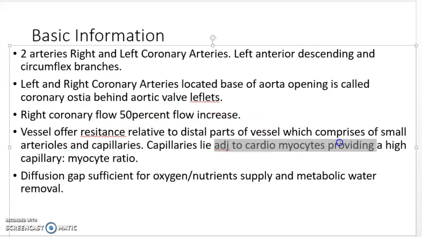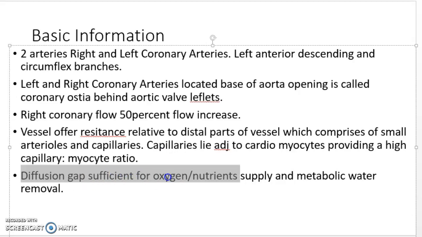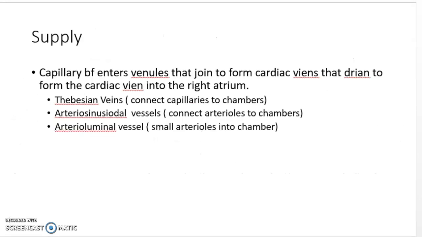Capillaries lie adjacent to cardiomyocytes, and this provides a high capillary to cardiomyocyte ratio. Of course, this is required for a sufficient supply of oxygen and nutrients and for taking up metabolic waste. This supply can reach many parts of the ventricles and chambers.